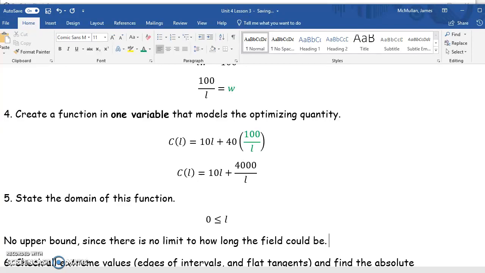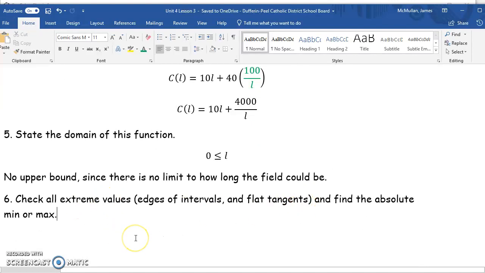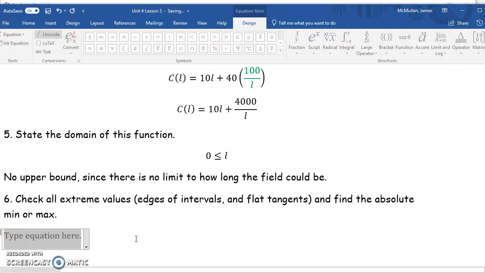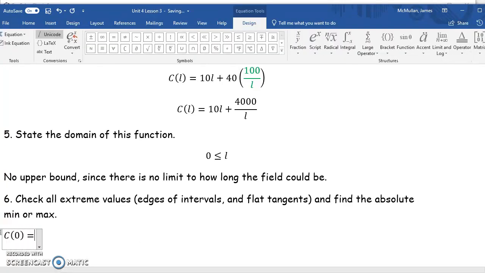field could be. Of course, we know that a very long field is a very inefficient field and not going to be our answer, so this probably gives us reasons to think whatever we get for a critical point is likely to be our answer. So the extreme values, the candidates, are as follows. It could be the cost of, so one candidate is C of 0. Could be one of the costs.